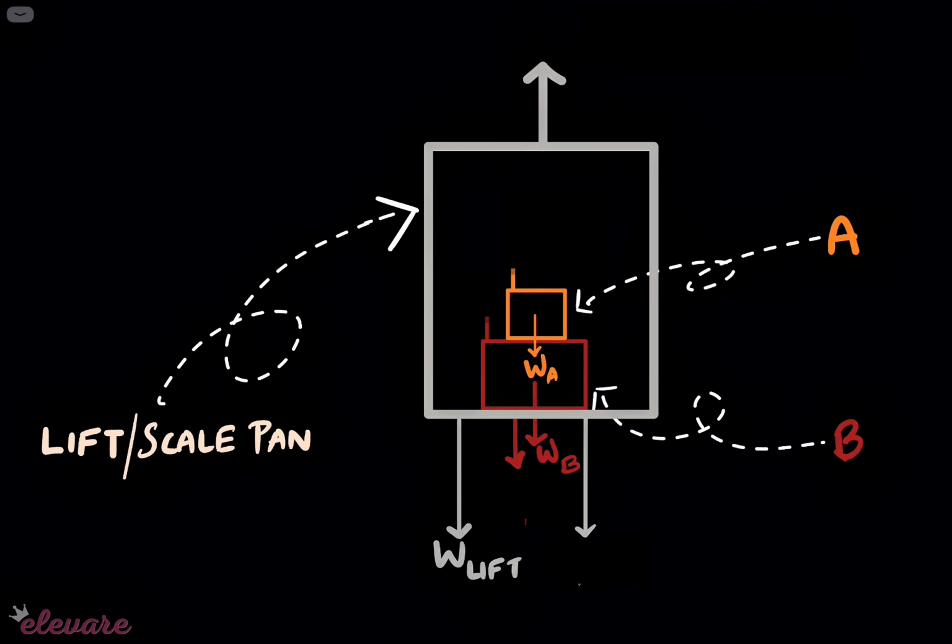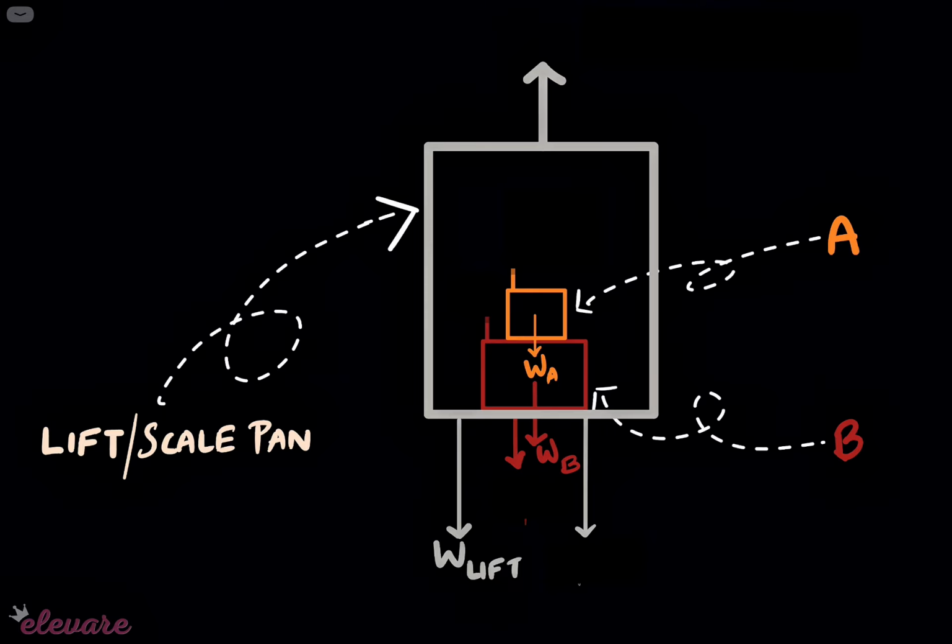We're going to assume we have 2 boxes. Box A, the yellow one, is stacked on top of box B, the red one, inside the lift, as you can tell. Since these objects are stacked, they're in contact, which means they exert reaction forces on each other. That's the basics. Now, we're going to look at box A first.